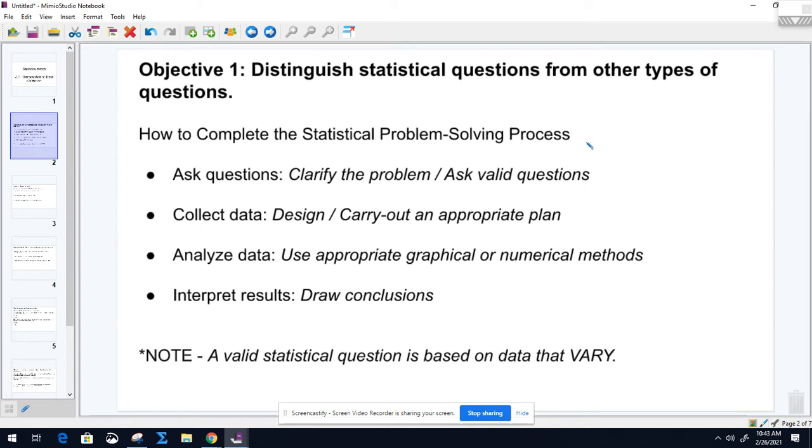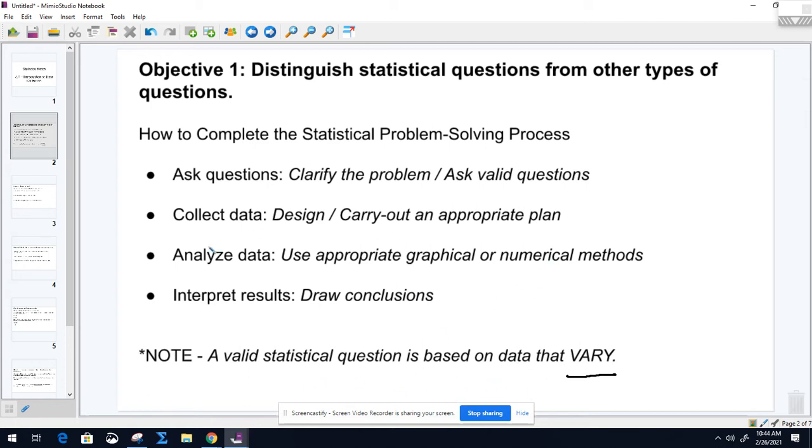Okay, so a very important note here is a valid statistical question is based on data that varies. We've got to make sure that the data varies. So when we go and ask, is this a valid question? Does the data vary, or is there only one specific answer? If there's only one specific answer, then that's the answer. There's nothing to distinguish or to analyze. It would just be the answer.